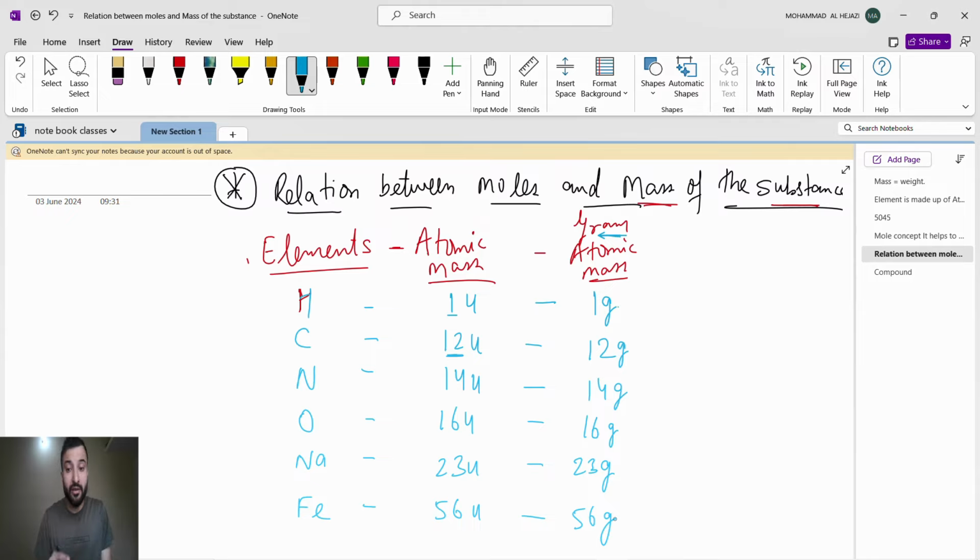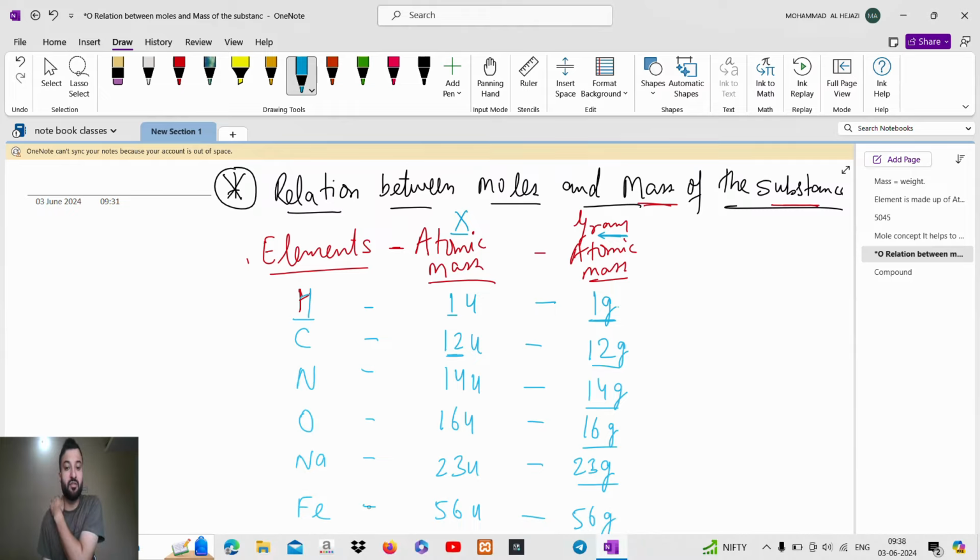Okay, now guys, all these things: if I tell you 1 gram of hydrogen, we will not look at the atomic mass now. Now we will only focus on gram atomic mass, gram molecular mass, gram formula mass, gram molar mass, everything in gram. Because if I say 1 gram, 12 gram, 14 gram, 16 gram, 23 gram, 56 gram, you have some understanding. Nitrogen is 14 gram, iron is 56 gram.